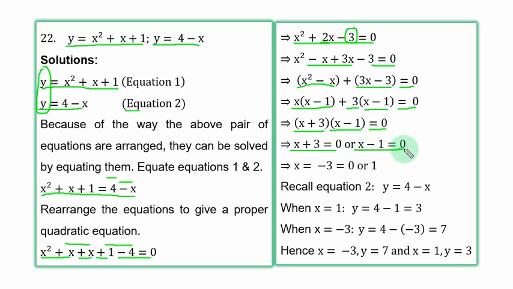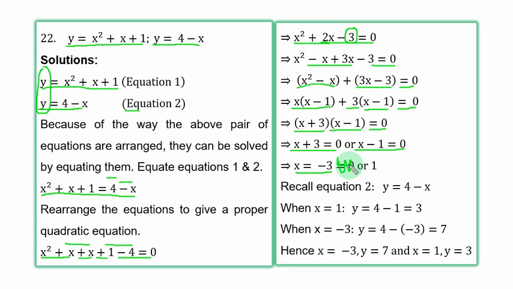You continue by transferring the constant terms, plus 3 and minus 1, to the right hand side respectively. When you do that, you have s equal to minus 3 or 1. So s is equal to minus 3 or 1.